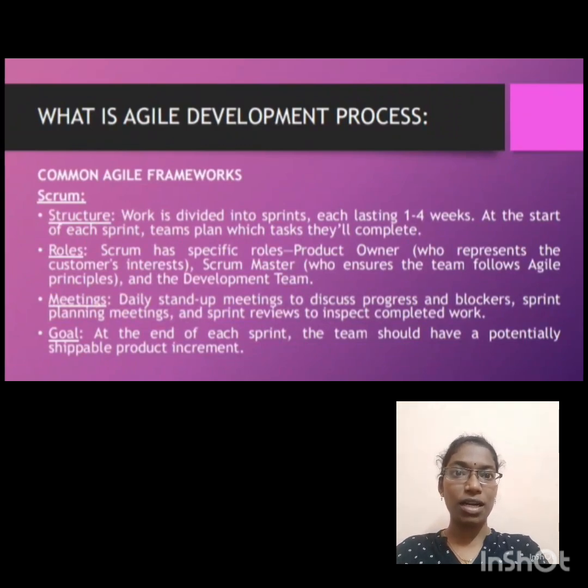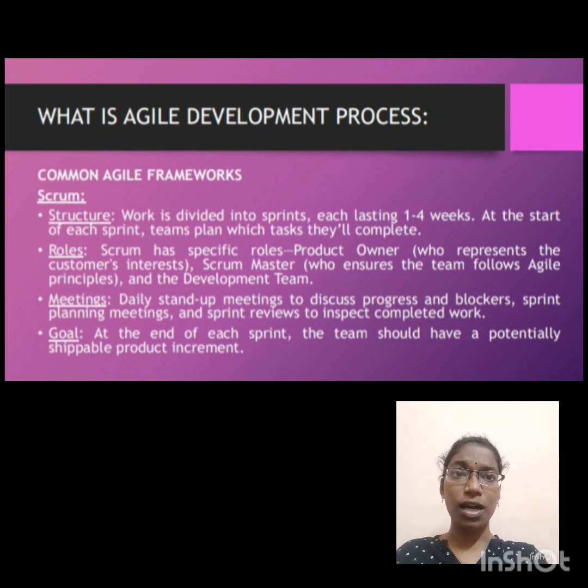There are many Agile frameworks in which Agile evolved. Some of the common Agile frameworks are Scrum, Lean, Kanban, etc. Let me discuss these three in detail. So, Scrum. Scrum is one of the popular Agile frameworks. In Scrum, work is divided into sprints. Sprints are nothing but a time period of 1 to 4 weeks, as I mentioned. Then product owner, Scrum Master, and development team are the roles of people in Scrum. Daily stand-up meetings are also conducted in Scrum.